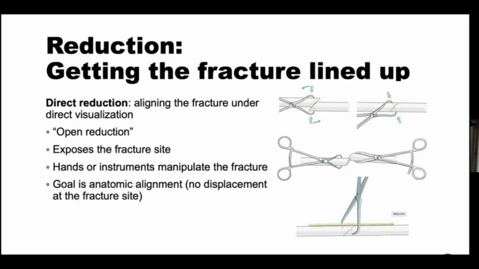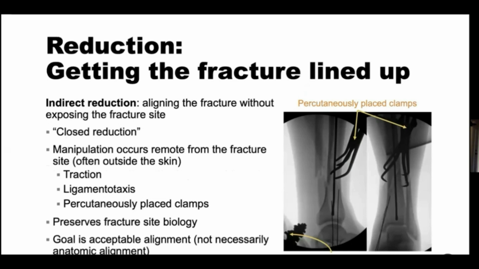The second type of reduction is called an indirect reduction. This is where we align the fracture without exposing the fracture site, and it's also known as a closed reduction. In order to get an indirect reduction, we use manipulation remote from the fracture site, which is often outside the skin. So this could be something like traction, either traction that you're pulling or traction through a fracture table, through a traction pin, or through an external fixator. Or it could be ligamentotaxis, which is where you apply traction and then rely on ligaments that are attached specifically to certain fracture fragments to help line up the fracture. It can also be done through percutaneously placed clamps, which is what you see on the x-ray on the right.